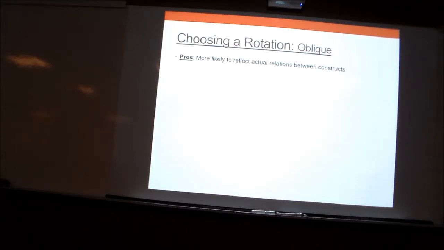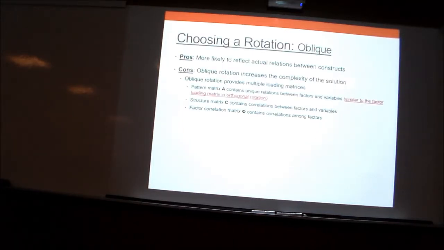Obliques, our oblique rotations, are doing a better job of capturing theoretical correlations between our underlying constructs. But it makes our solutions a little more complicated. Not everything sums to 1 within the context of our oblique rotation. We get multiple loading matrices within our oblique rotations. Our pattern matrix, which is what we'll use to interpret, looks at unique relations between factors and variables.